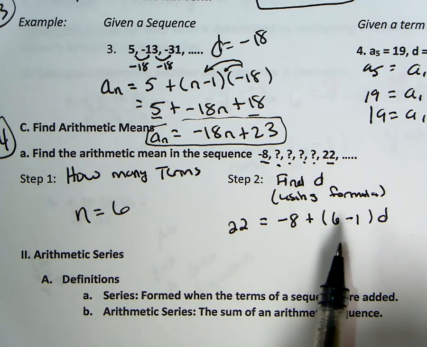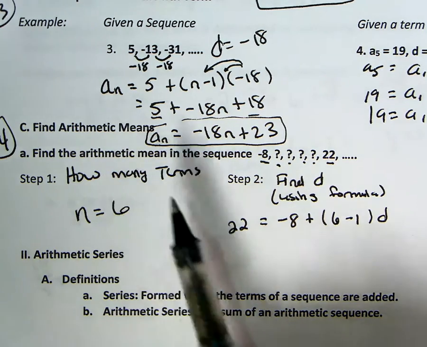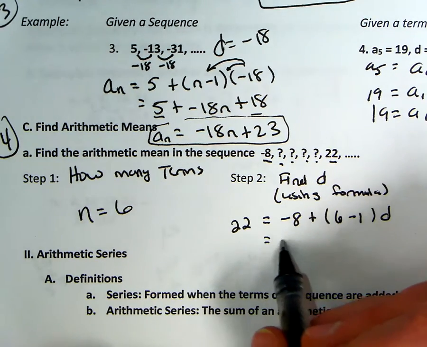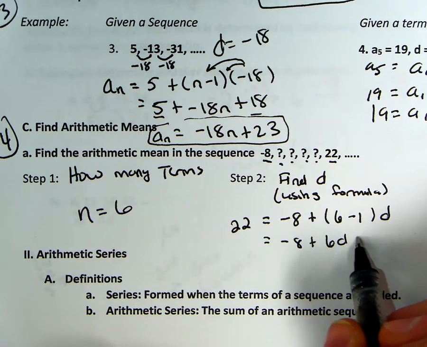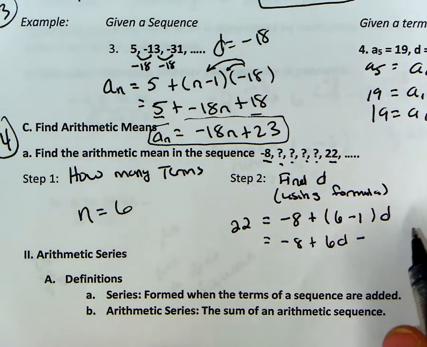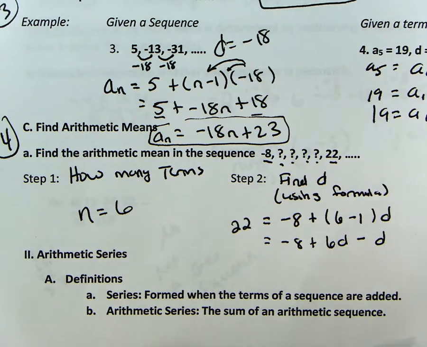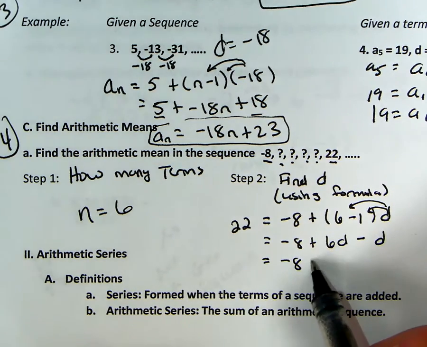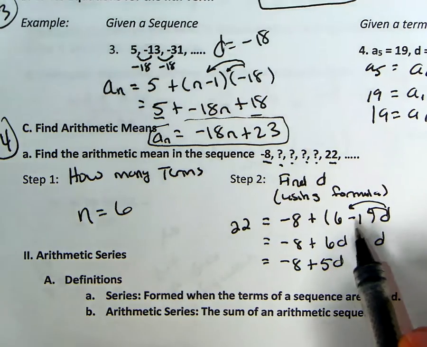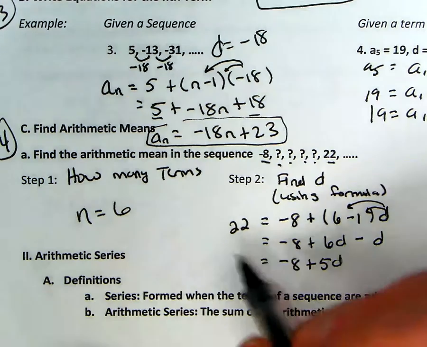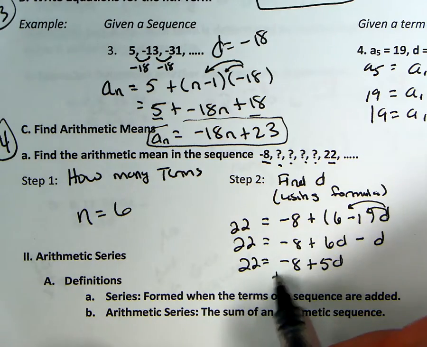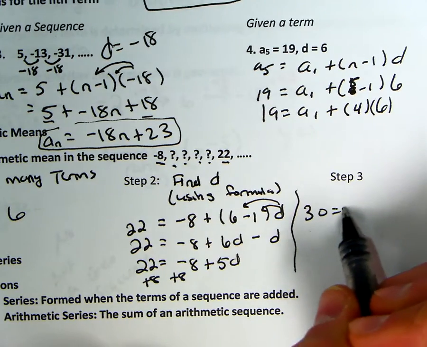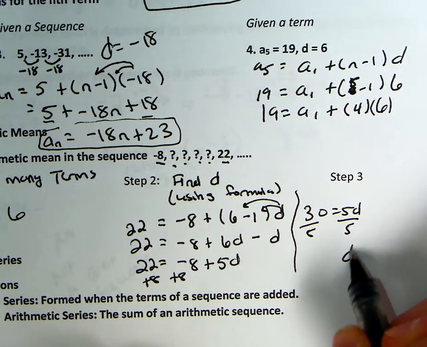So how do you find n here? It's basically how many terms you have, because this is always going to be the last one. So now you have -8 plus 6d minus d. Distribute, and this equals -8 plus 5d. You could also just take 6 minus 1 and have 5, and then have 5d there. This is always 22. You can add 8 to both sides. I now have 30 equals 5d, divide by 5, and d equals 6.